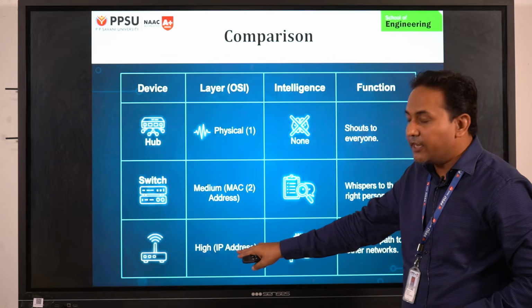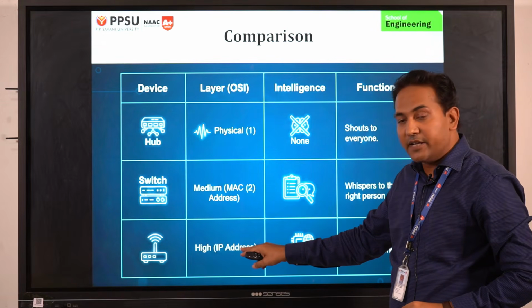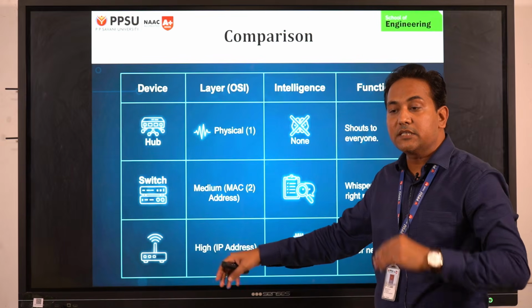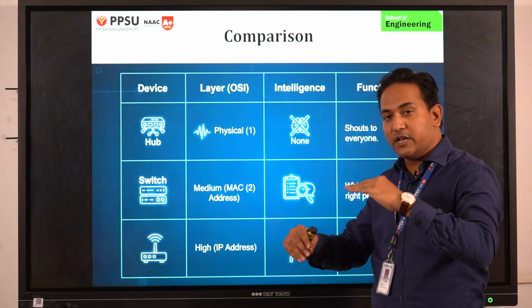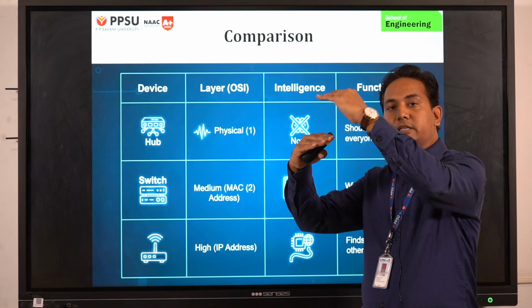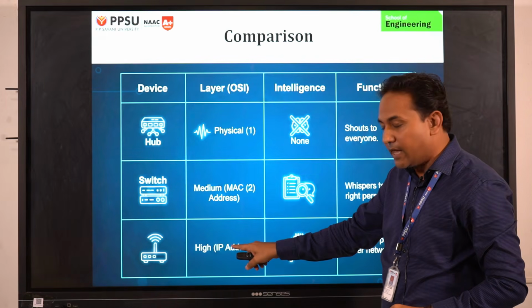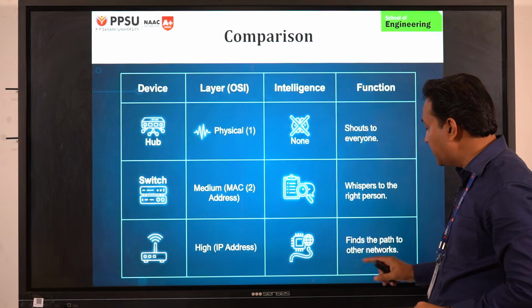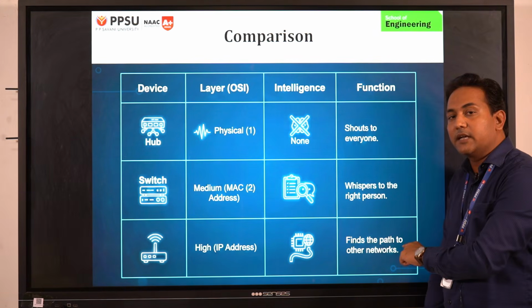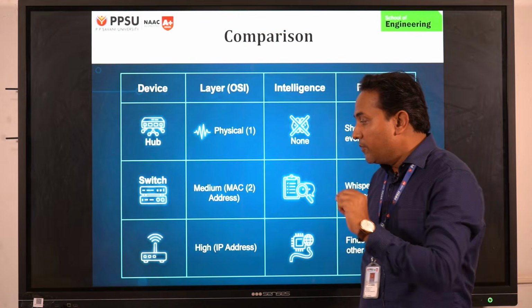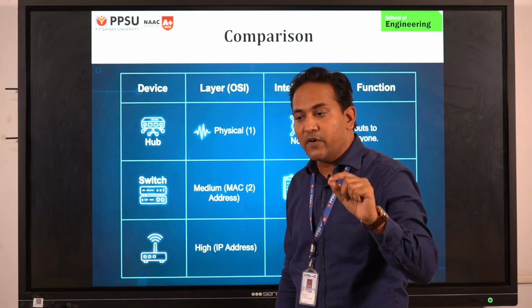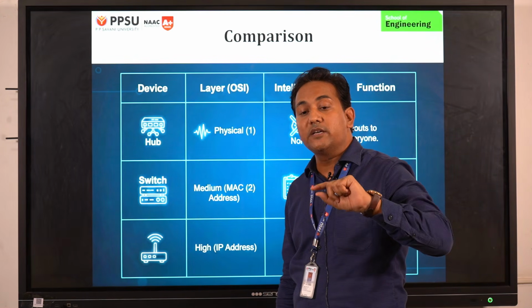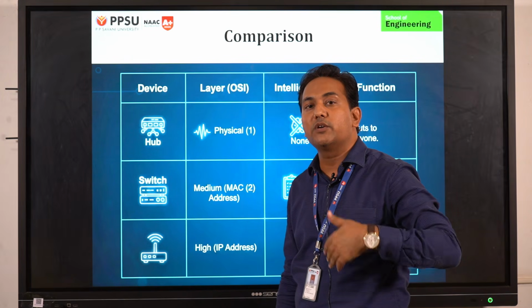Now the router uses IP addresses and works at a higher level, the network layer, because first is the physical layer, then the data link layer, then the network layer. This is an intelligent device, yes, it finds the path to another network. Why? Because the router also finds routes based on the protocol you are using.